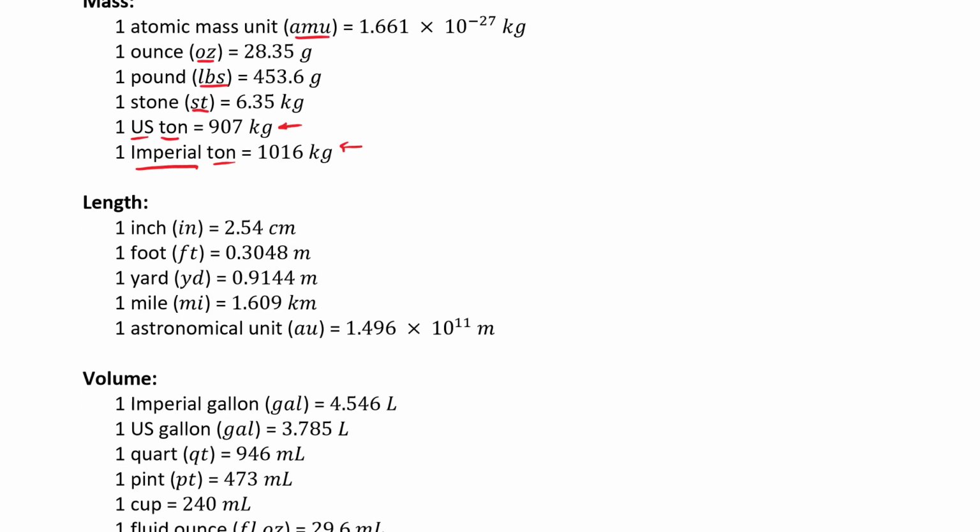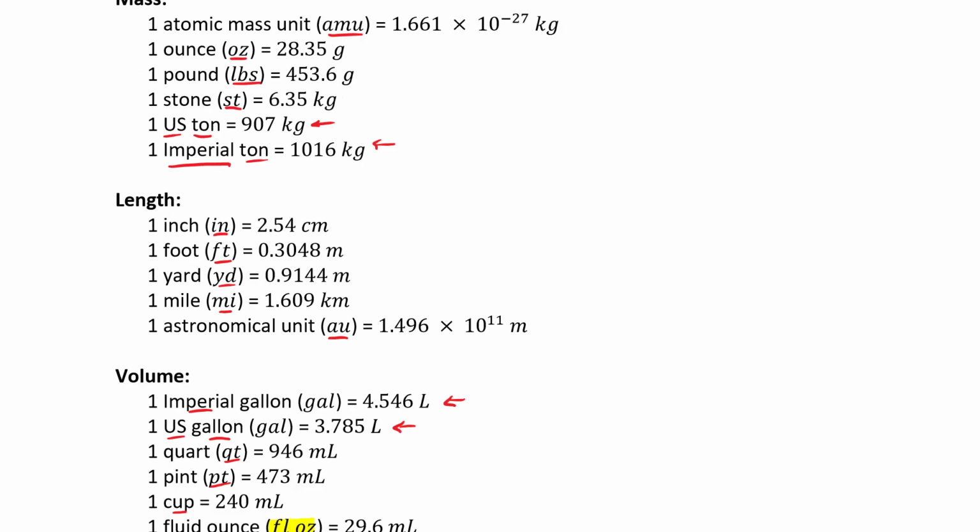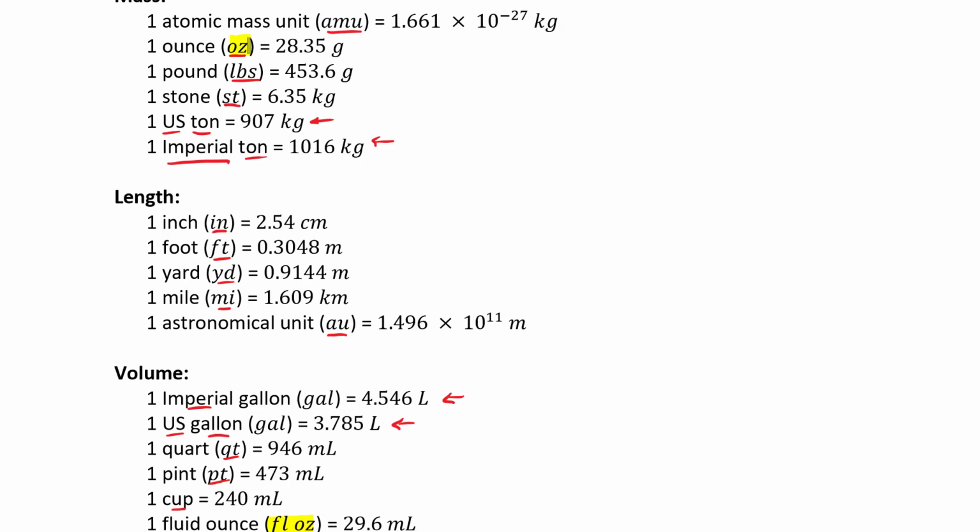For length, we have inches, feet, yards, miles, and AU, astronomical units. This is the distance between Earth and the Sun. Now for length in SI units, we work in meters. For mass, we work in grams. For volume, we work in liters, but there are gallons. But notice there's also imperial and US, and they are different values. So make sure you get clarification. We have quarts, we have pints, we have cups, we have fluid ounces. So that's confusing. You have fluid ounces and you have ounces. One is mass and one is volume.